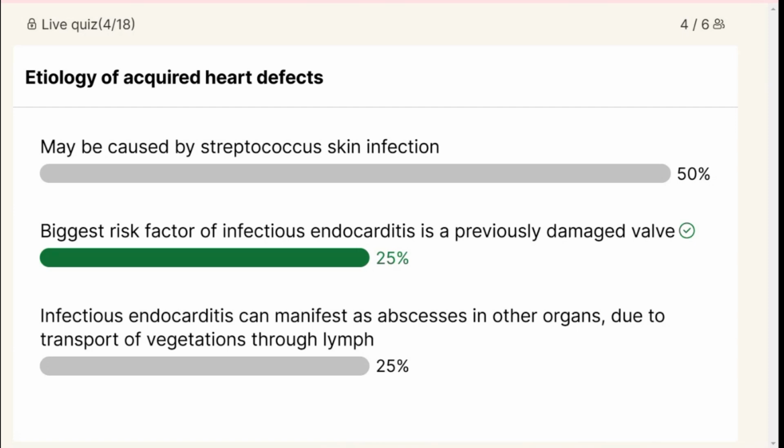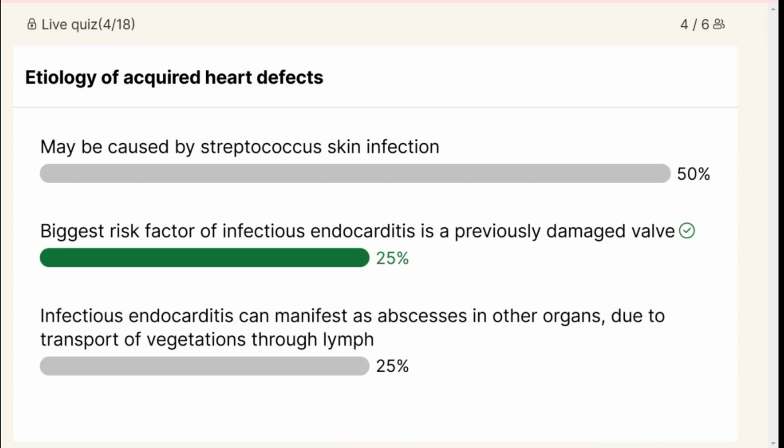The second one is true, because in a previously damaged valve the surface isn't smooth. It's going to promote thrombi and other material collecting on it. So the biggest risk factor for infectious endocarditis is a previously damaged valve. As for the third one, everything is right up to the point where we say that the reason is transport of vegetation through lymph.